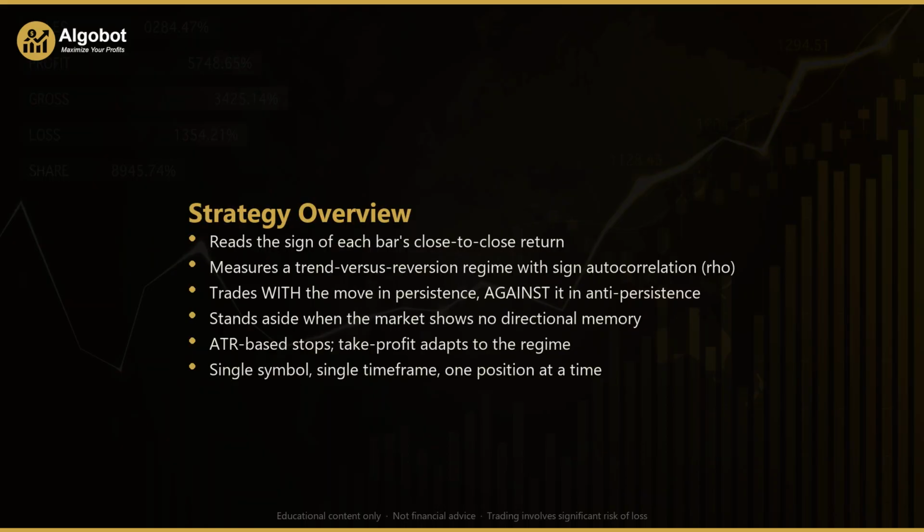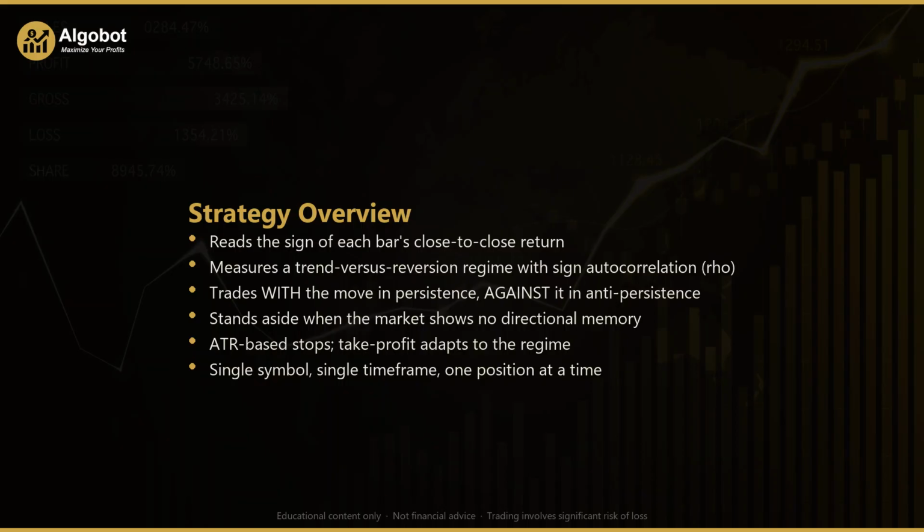Let's dive in. So what exactly does the Directional Persistence Regime Switch do? At its heart, this strategy reduces the entire price chart down to a single stream of decisions. For every completed bar it asks, did price close higher or lower than the bar before it? That gives a sequence of +1s and -1s, the pure sign of each move.